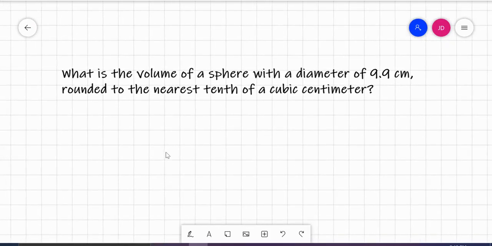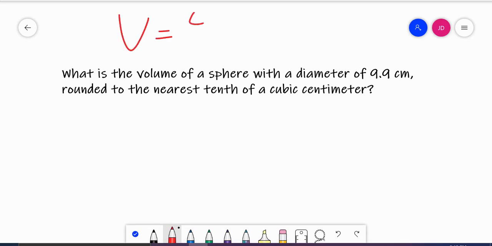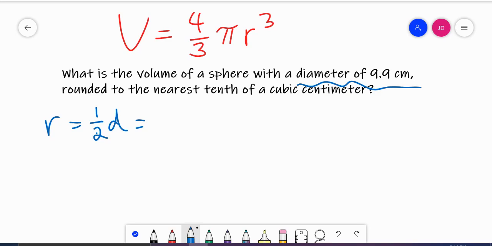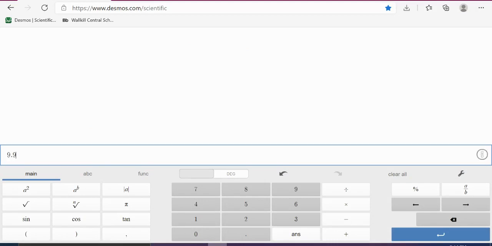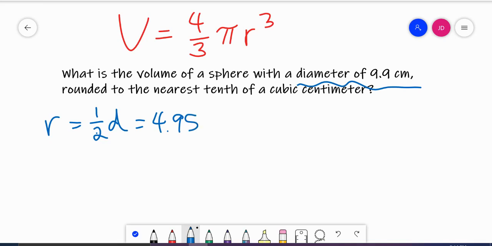What is the volume of a sphere with a diameter of 9.9 centimeters? So volume. What's my volume formula again? 4/3 pi r cubed. All right, so we have 9.9. So we're going to plug that in. Oh, hold on a second. It is not 9.9 because it's a diameter of 9.9. Remember, a radius is half of the diameter. So half of 9.9, let's figure that out. 9.9 divided by 2 is 4.95. So that is my radius. Now that goes into my formula.